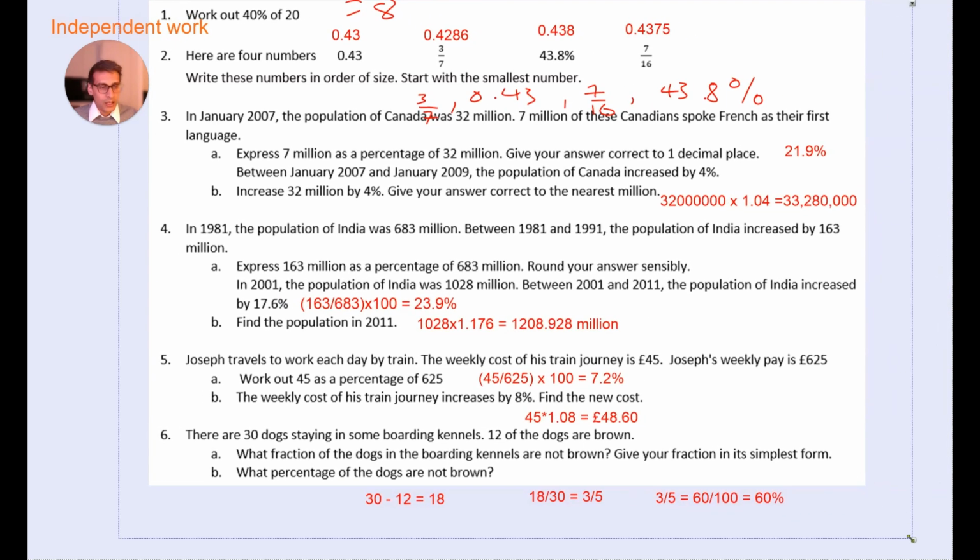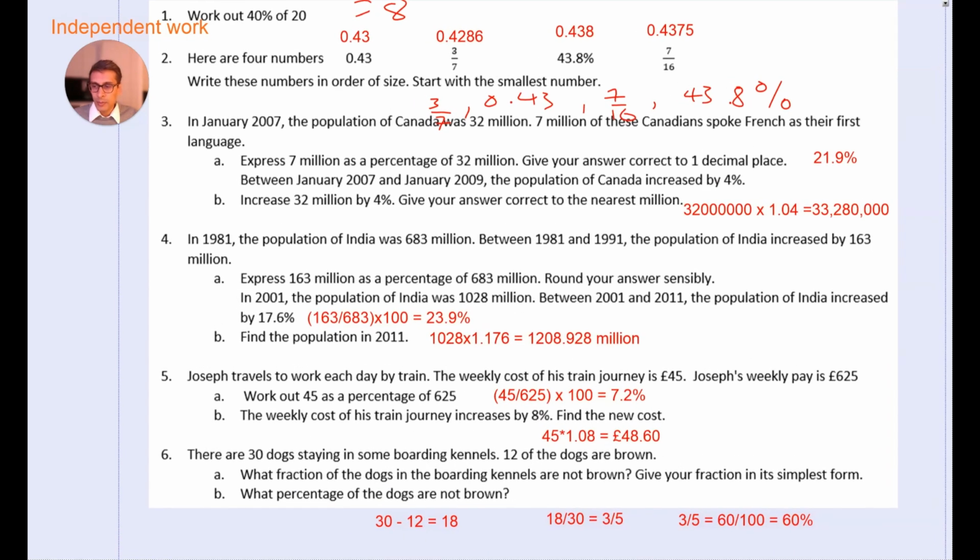And that is how to work out percentages of amounts.